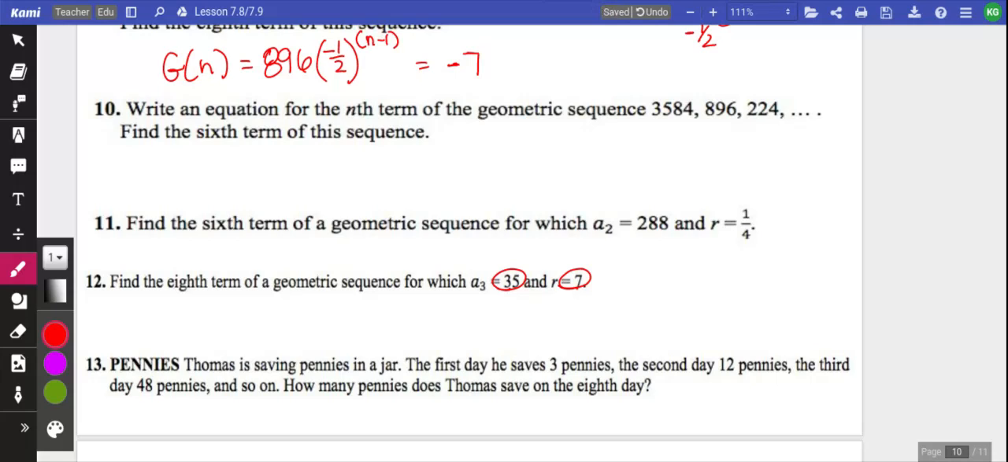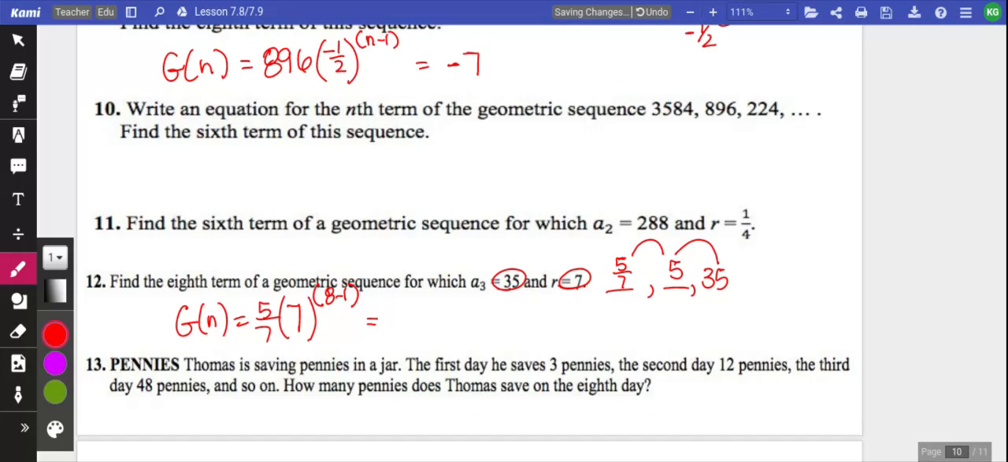Find the 8th term of a geometric sequence for which the third term is 35 and the ratio is 7. So this one's a little bit harder because they give me the third term. They don't give me the first term. So what I'm going to do is use my division, work backwards, and figure out what the first term was. So my first term was 5/7. If I multiply that by 7, I'll get 5, and multiply that by 7, I'll get 35. So G of n equals 5/7 times my ratio of 7. This tells me find the 8th term, so I do it to the 8 minus 1 power.